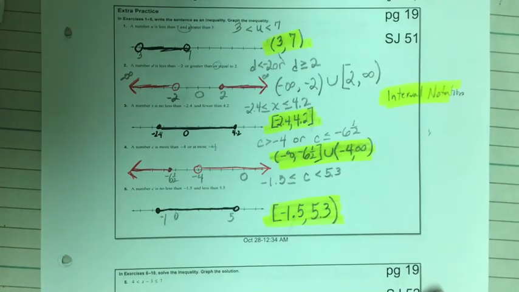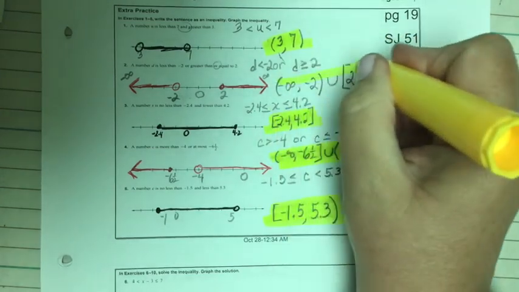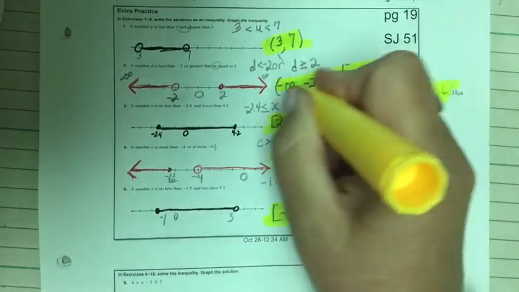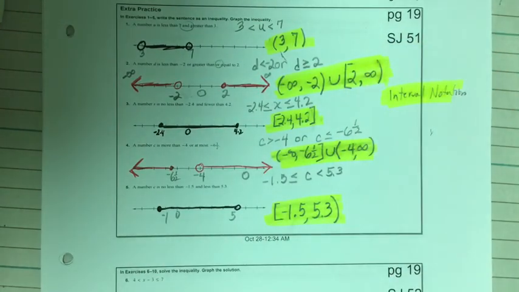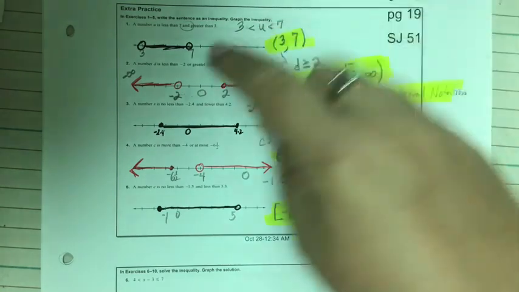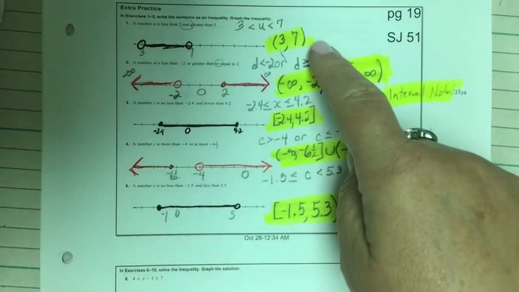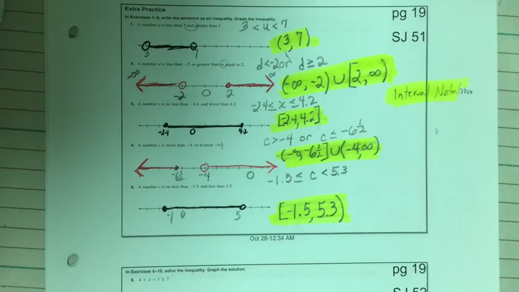Here are the answers to the remainder of the problems. I have highlighted, except for one, the interval notation for each of those. That's something I really want you to master. So if you have questions, please let me know. I want you to be able to write an expression as an inequality, graph it, and then write that graph as interval notation. So check those. Let me know if you have any questions. We'll move on to Student Journal 52.